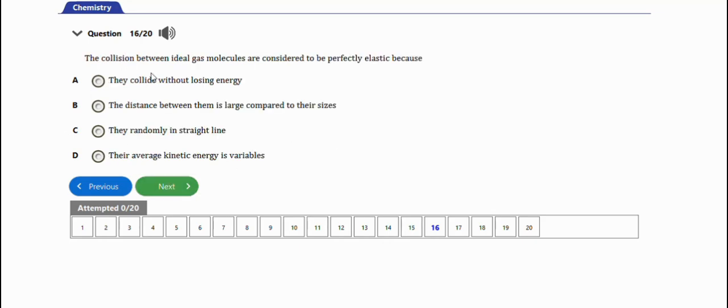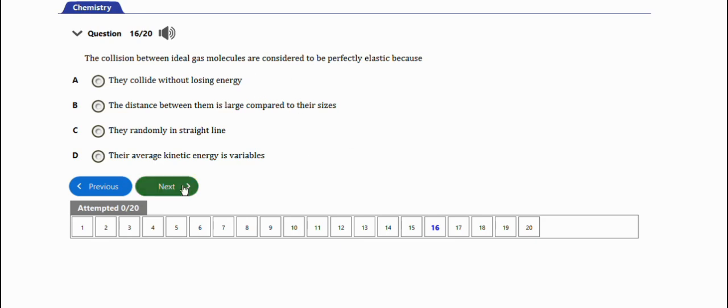It says the collisions between ideal gas molecules are considered to be perfectly elastic because they collide without losing energy. The distance between them is large compared to their size. They move randomly in straight lines. The average kinetic energy is invariable. So the right option is option A, guys. They collide without losing energy.